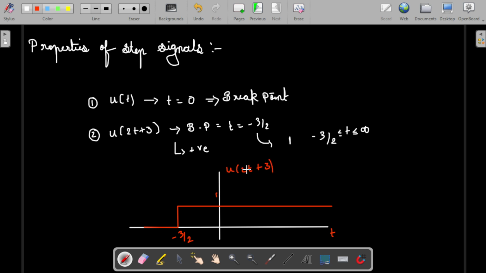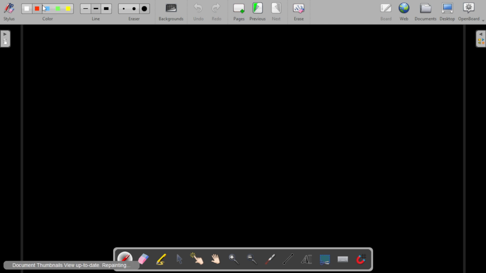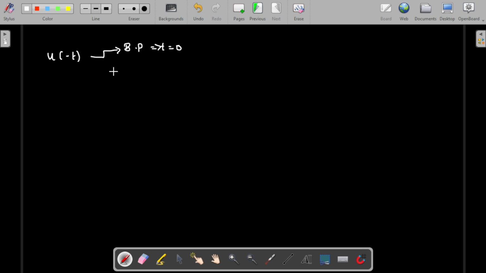Let's take the negative signal. I'm going to teach the unit step with u of minus t. Here, two things we have to take. One is the breakpoint. From here we can take the breakpoint, which is t is equal to 0, and the sign of t, which is negative. Here you see the sign of t is negative.